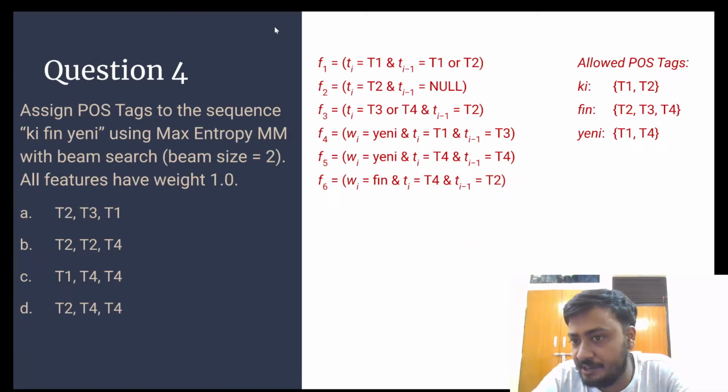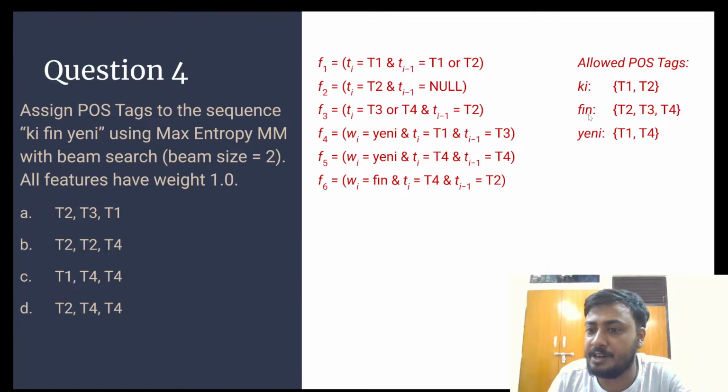So in the question you have been told that there are some allowed POS tags. Technically, if there was no constraint, it would have been possible that all tags can be applicable for all words. In that case, you would have had to do a lot more calculations. But because the constraints are given, you don't need to consider some combinations. For example, they have said that for key, the POS tags allowed are T1 and T2. So you don't need to consider the combination of key with T3, T4. Similarly, you don't need to consider the combination of fin with T1 and so on. So you just need to look at the combinations which are allowed, right?